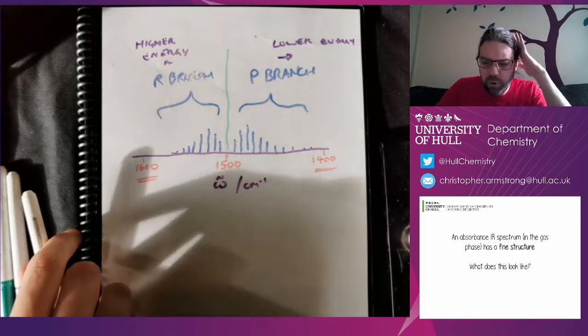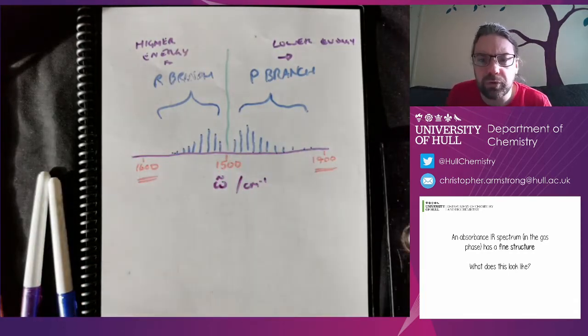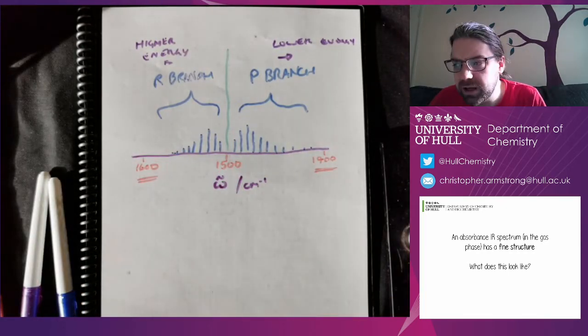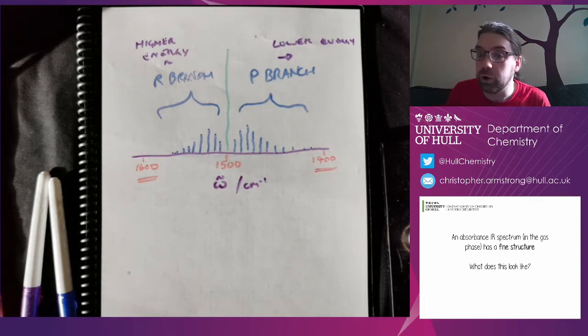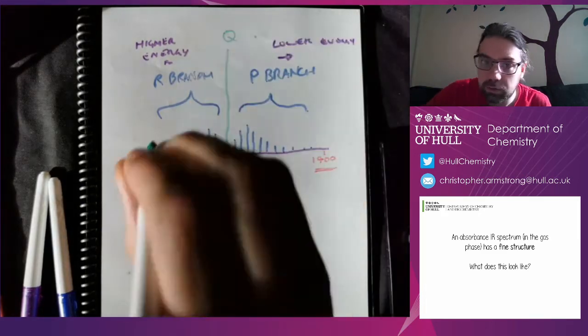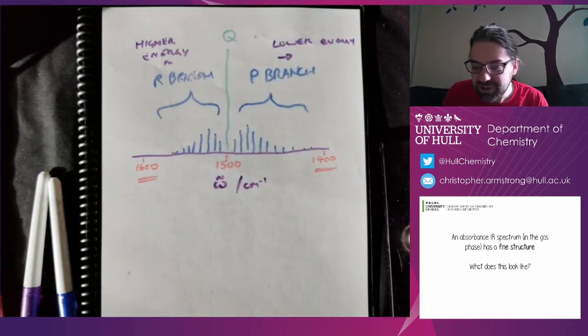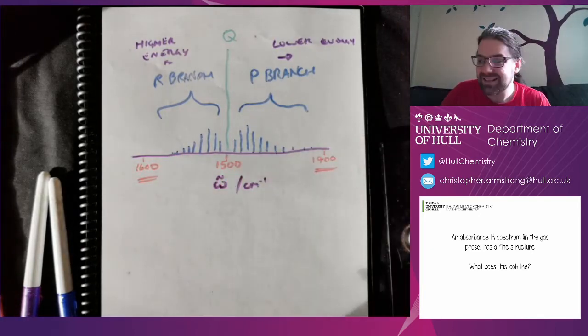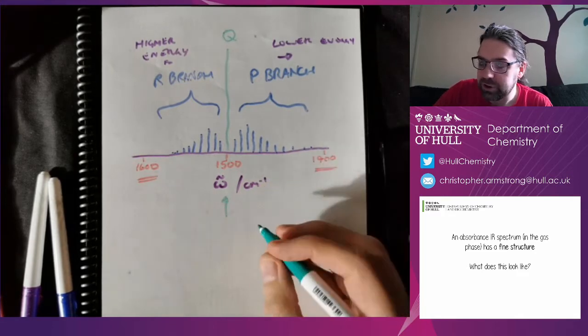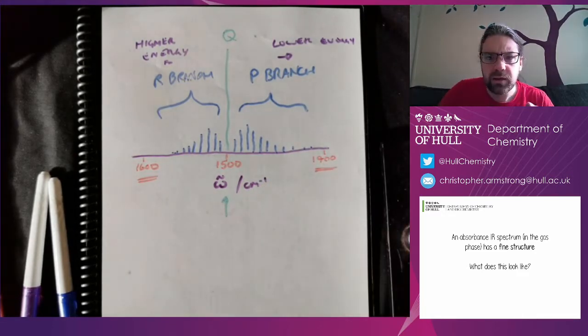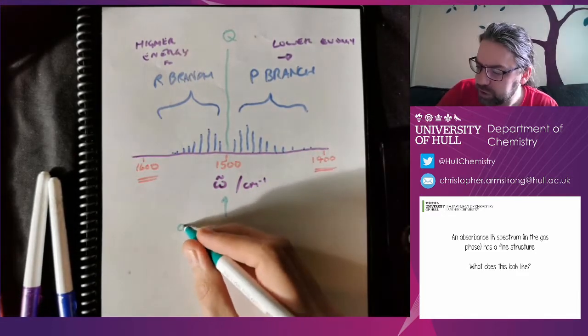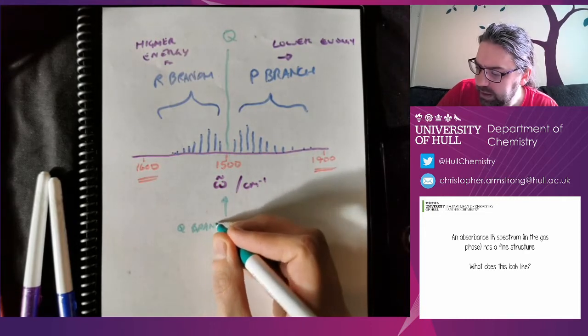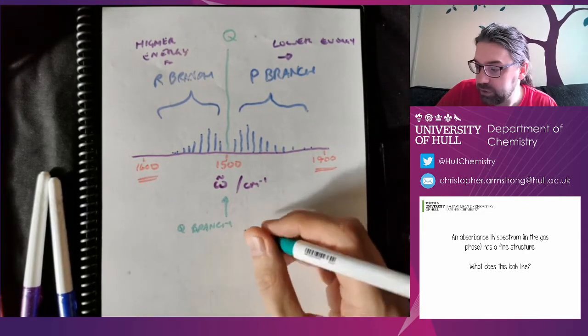Those don't, I'm not aware of them standing for anything, but you might be wondering, if you know your alphabet, that's P, Q, R. Where did Q go? Well, it's in the middle. So that peak dead in the middle there, the actual band center, is known as the Q branch. So this would be, in theory, the Q branch, which is just the infrared transition.